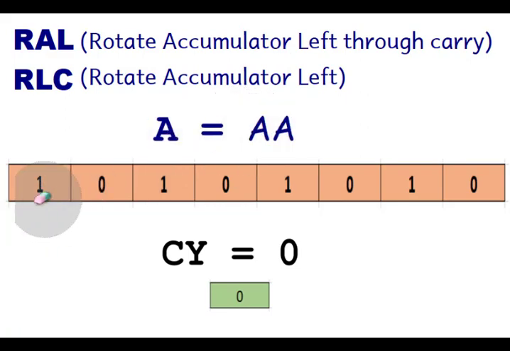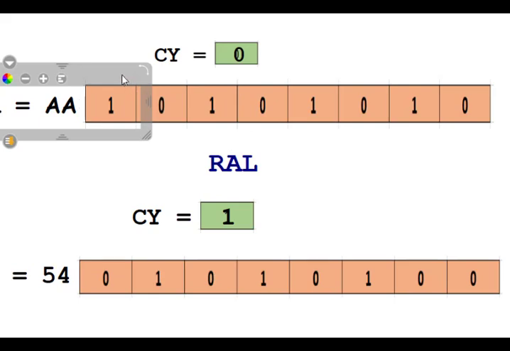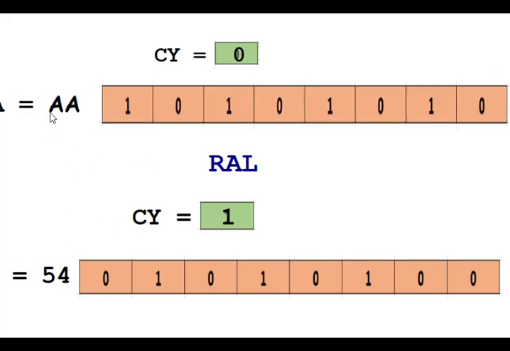Now AA means 1010 and 1010, and let us assume that carry is reset. Now let us see what happens with this particular data. A contains AA, and carry is reset. I will just transfer the data here. Suppose A contains AA and carry is reset. We give this instruction RAL.